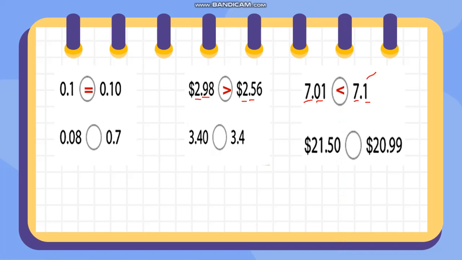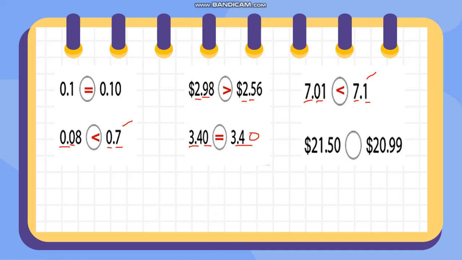0.08 and 0.7, so I have both 0. Then in the tenths place, I have 0 and 7. 7 is greater, so 0.7 is greater. Okay, next, 3.40 and 3.4. So 3.4, 3.4. And we need to add 0 here to compare the other one. It means they are both 0, so it means that is equal.